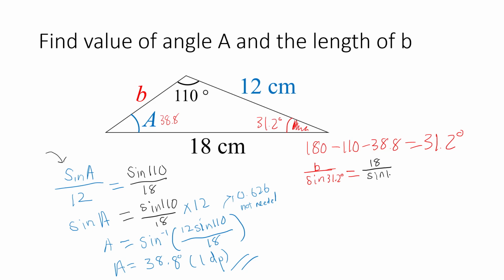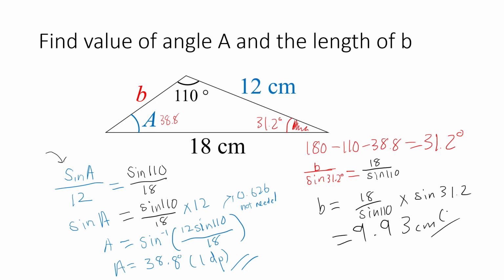sine 110, and your B will just be equal to 18 over sine 110 times sine 31.2. So B will be 9.93 cm. And this one is also to 3SF. And this will be your answer.